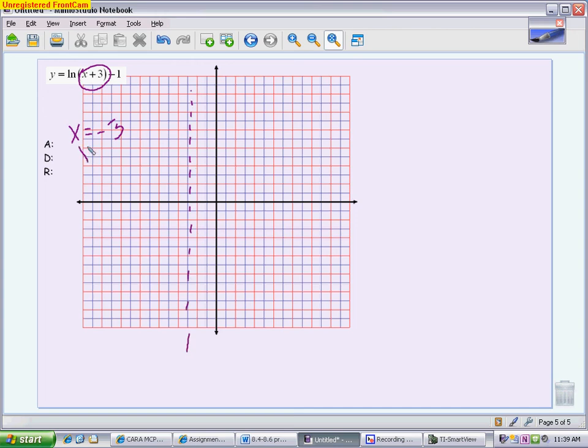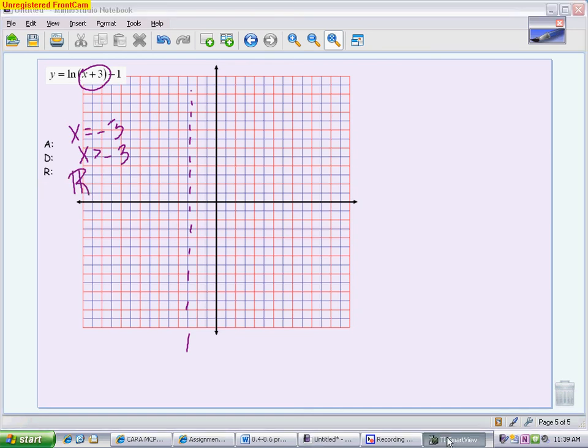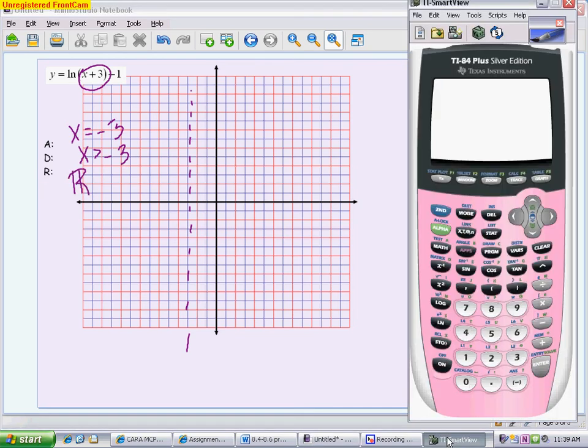My domain is x is bigger than negative 3 because my graph will always be on the right side of the asymptote. My range is all real numbers. If I want to graph this on my calculator, I don't need to take a lot of steps to graph it. I can just use my natural log button.